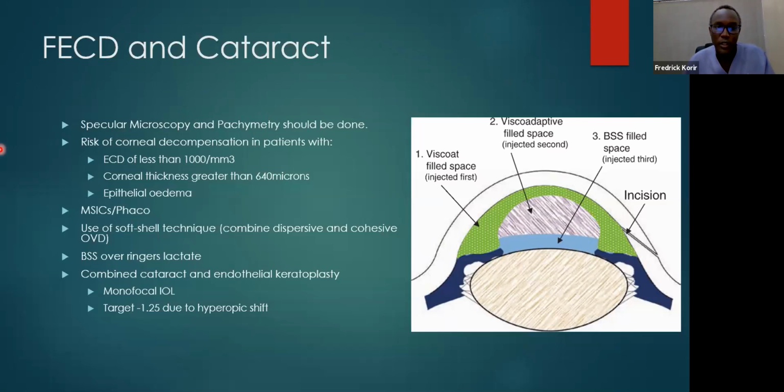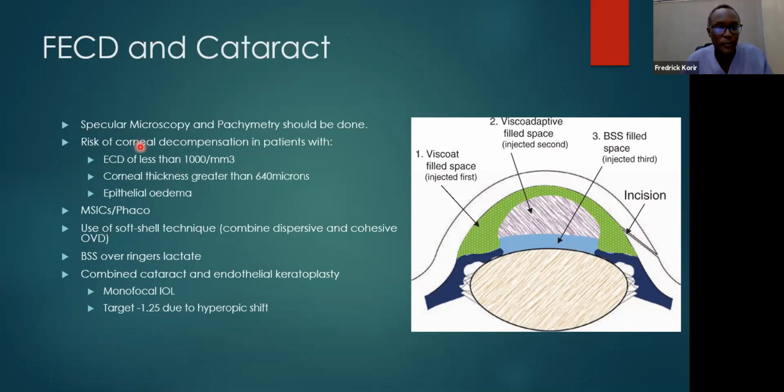One is to do a specular microscopy and pachymetry. That will guide me, because when you do these two, it's able to tell you who is at risk of decompensating. Those are patients who are at risk of decompensating, and you need to do endothelial keratoplasty and cataract surgery at the same time. Some patients with lower risk of decompensating, you can go ahead and do your cataract surgery with precautions.